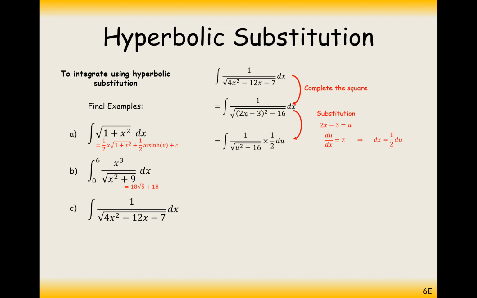So substitute the u into the 2x minus 3 and replace the dx with a half du, and this is what we'll get. Just tidy it up a little bit, put the half at the front of the integral, that's always helpful to do that, and then go for your formula booklets.